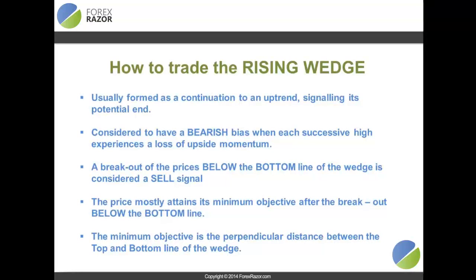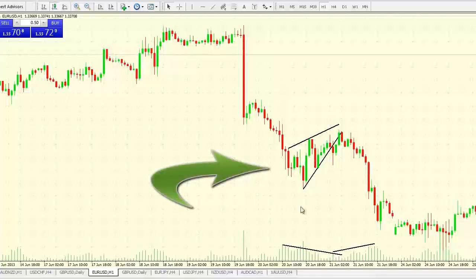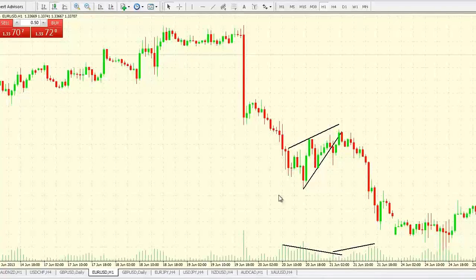Let's have a look at the trading platform to understand the formation and working of this pattern better. We consider the example of the euro-dollar over the 1 hour time frame. We identify the rising wedge formation here on the chart. As you would notice, this pattern emerged out of a newly established downtrend.